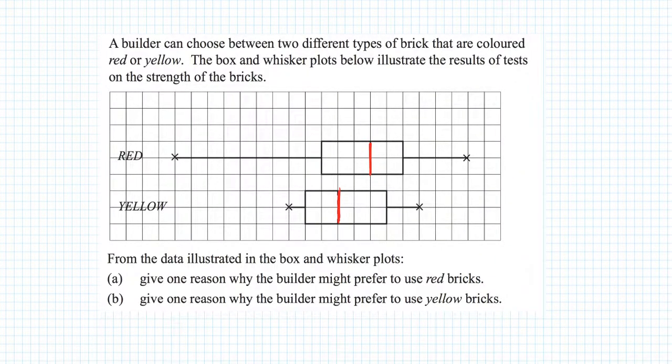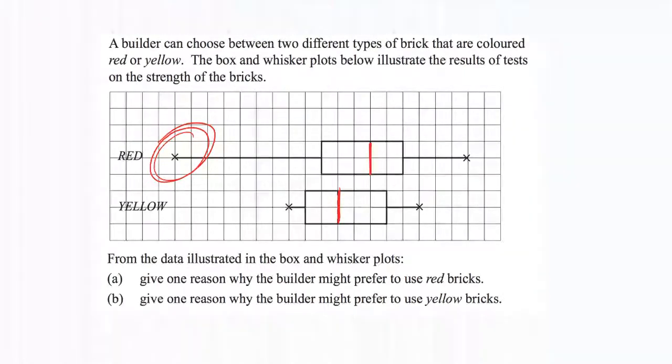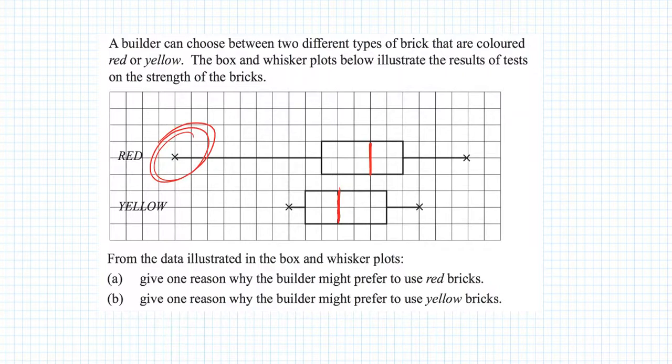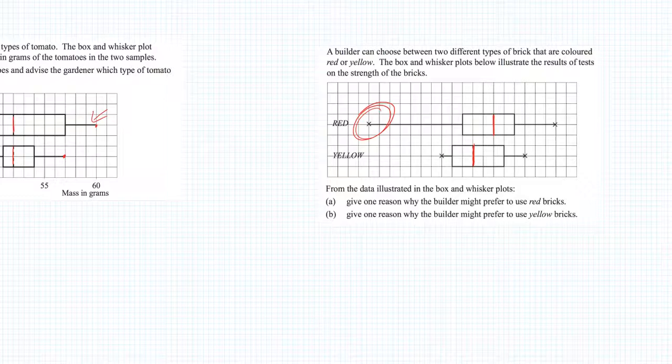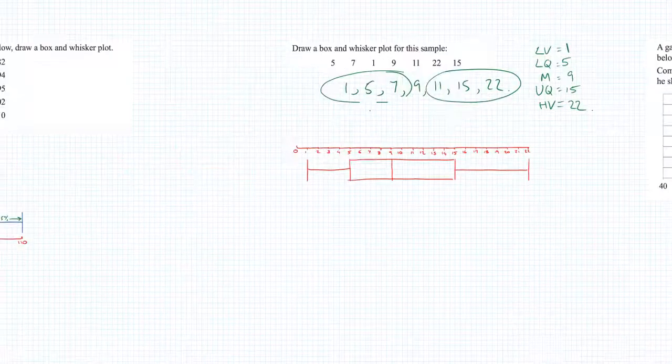B, give one reason why the builder might prefer to use yellow bricks. Well, because right down here we can see that there are some very weak red bricks. And if you are a builder building a house and we're building one layer on top of the next, we don't want any weak bricks at all. So perhaps we would pick yellow bricks because they are far more consistent and reliable, and we don't get those weak bricks mixed up with those strong bricks. Okay, I hope that helps you to understand box and whisker diagrams, and you can answer the questions.